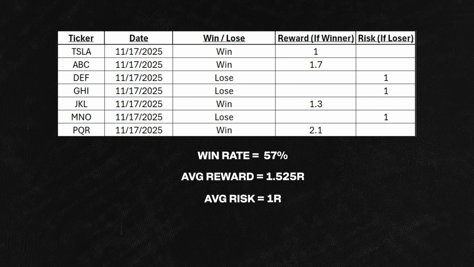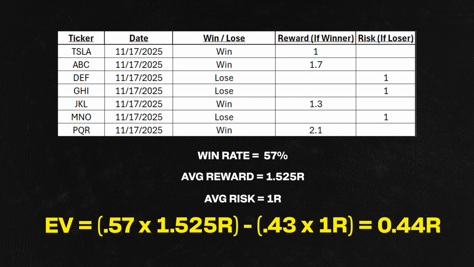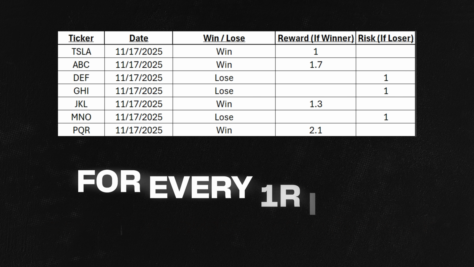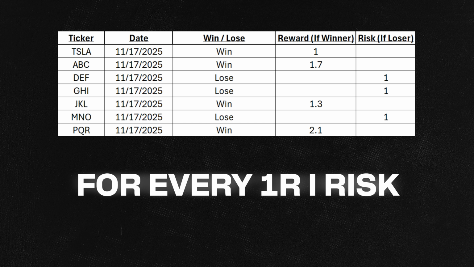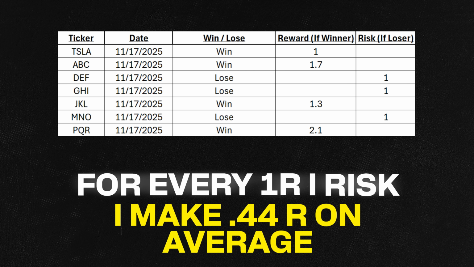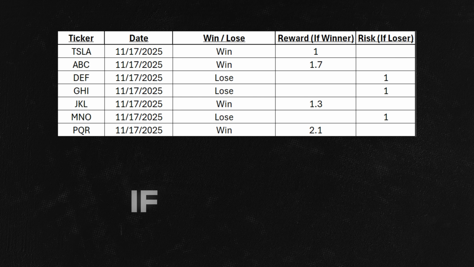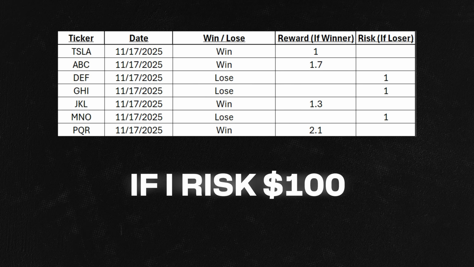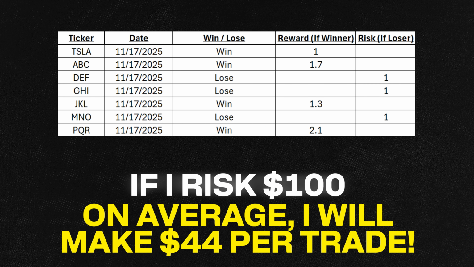In this example, the expected value comes out to be positive 0.44R per trade. That means for every 1R I risk, I make 0.44R on average. Or to translate this to dollars, for every $100 I risk per trade, on average, I will make $44 per trade. Over a large enough sample, the law of large numbers ensures your actual P&L will converge toward your expected value, assuming you stay disciplined and consistent. Let's now apply this more to trading.